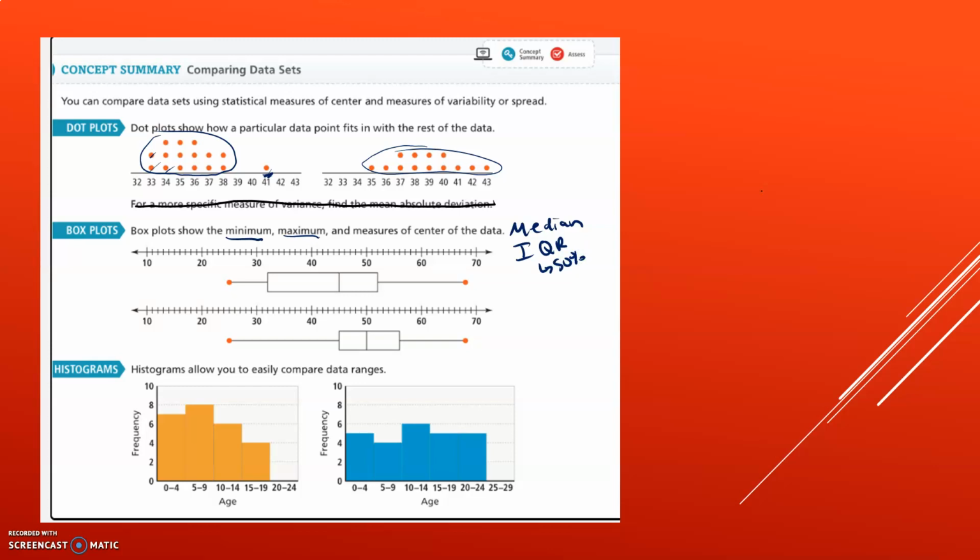And today we talked about histograms, and they allow us to compare data ranges. So again, it's not quite as specific. It's a little more of a range than anything, but which is also in business and marketing, like we just saw, a very valuable thing.